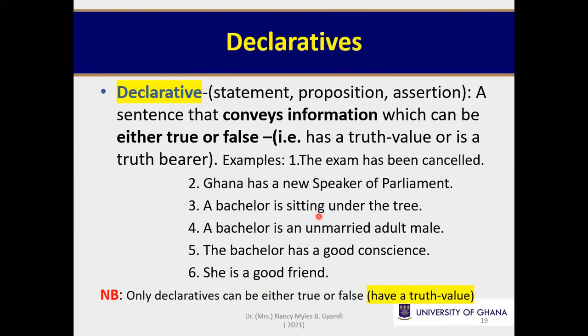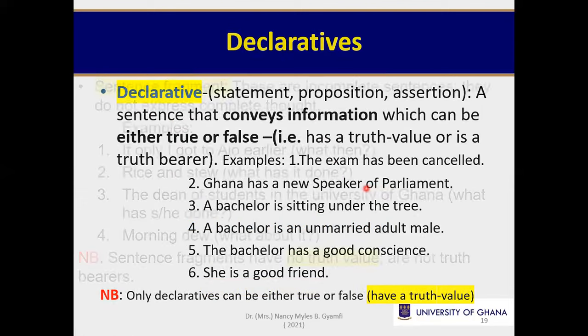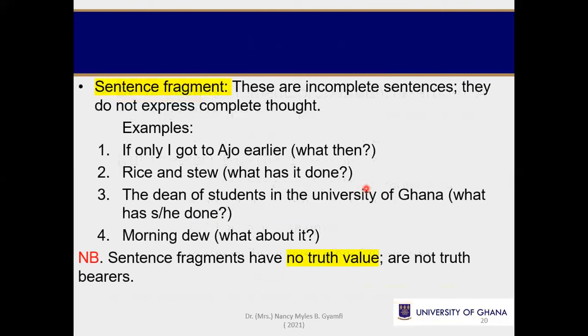What should you know so far? Interrogatives, imperatives, declarative. Which one of them has a truth value? Only declaratives have a truth value. All the others do not have a truth value. That simply means they can't be true or false. Right. How about sentence fragments?